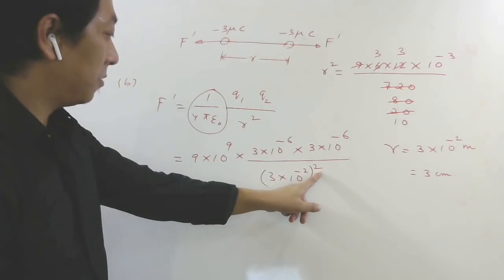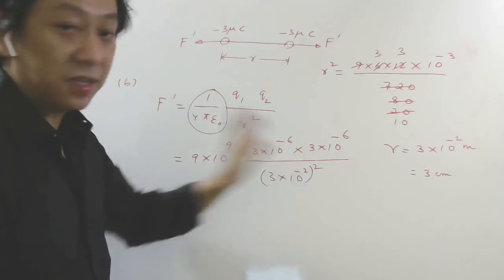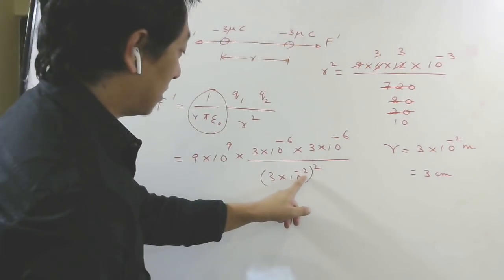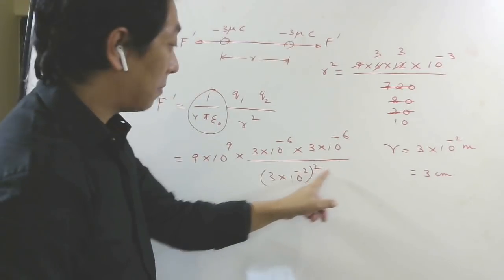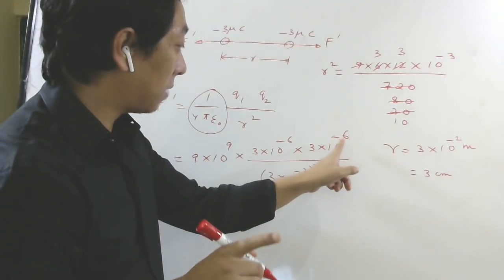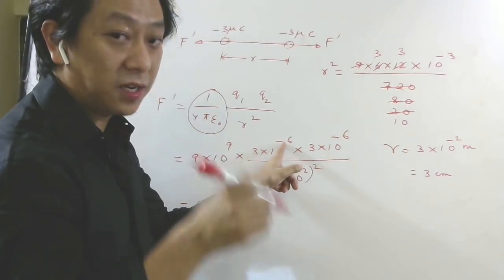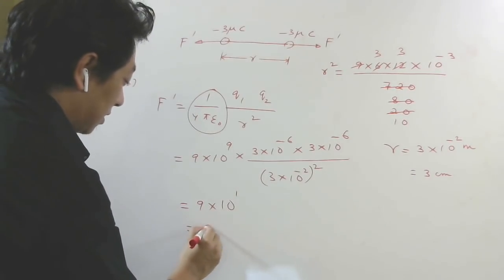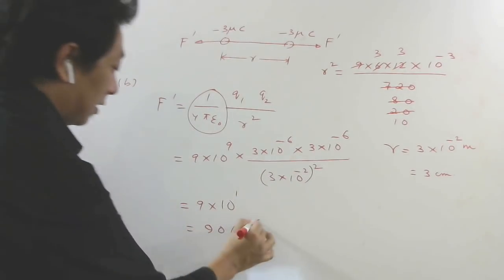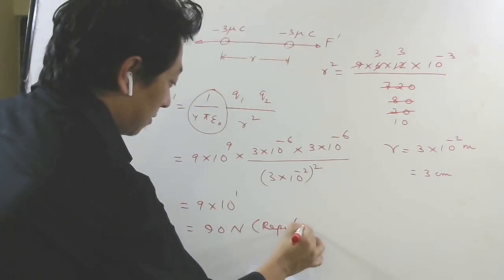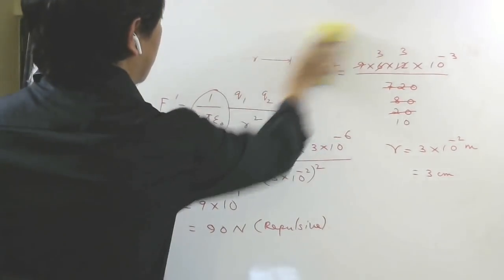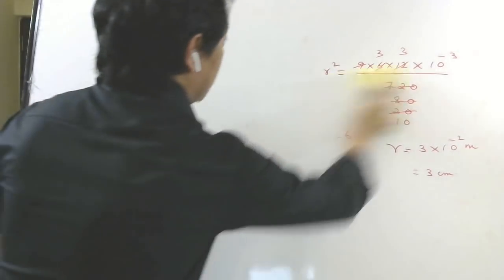Now this 3 square will be 9, that 9, and this 3 into 3 is also 9, that will cancel. So only this 9 will be left. Here minus 2 power 2 is minus 4. Minus 4 will go up plus 4. Plus 4 minus 6 minus 2. Minus 2 minus 6 minus 8. Minus 8 plus 9 is 1. So it will be 10 to the power 1, which means answer is 90 Newton, and it will be now repulsive. Before it was attractive. Okay, so this easily we have seen how to solve it. Let us now see question number 4.